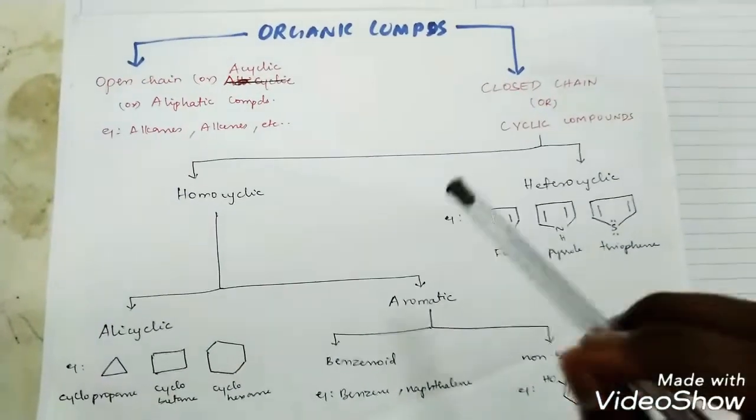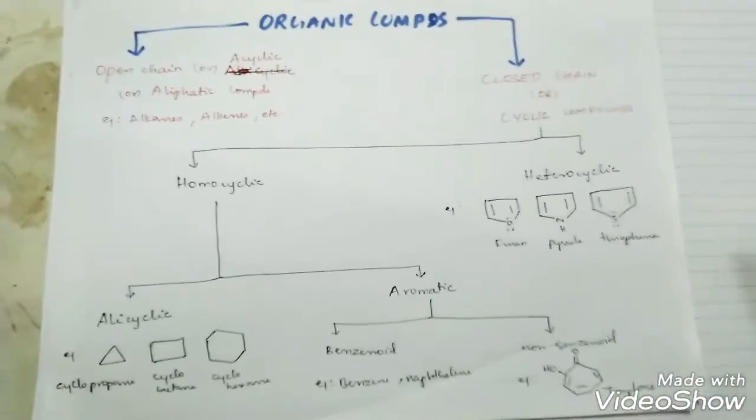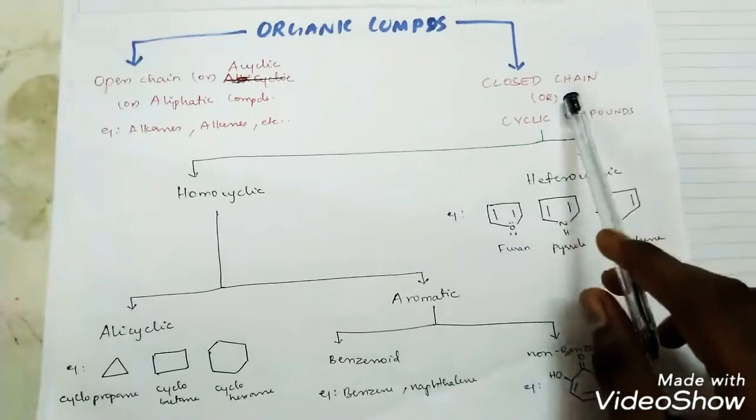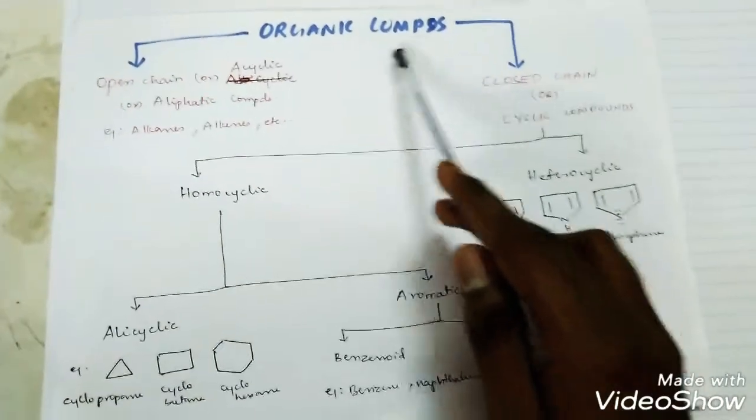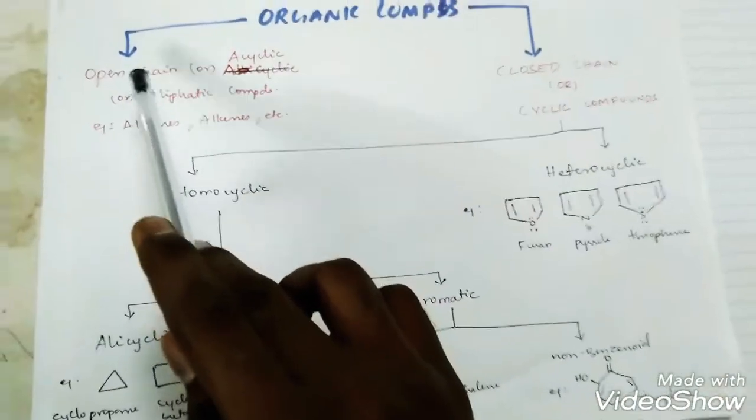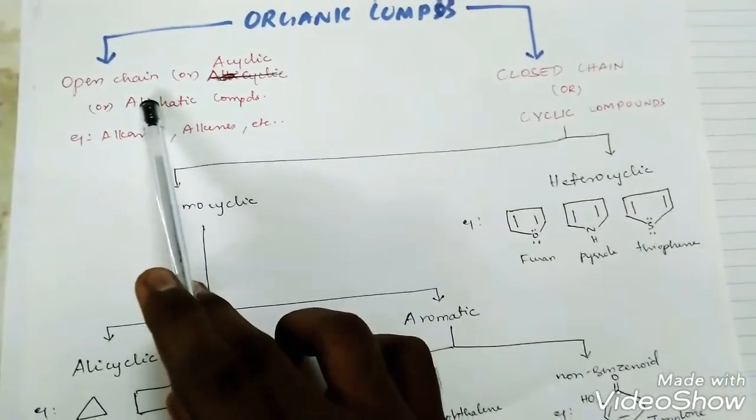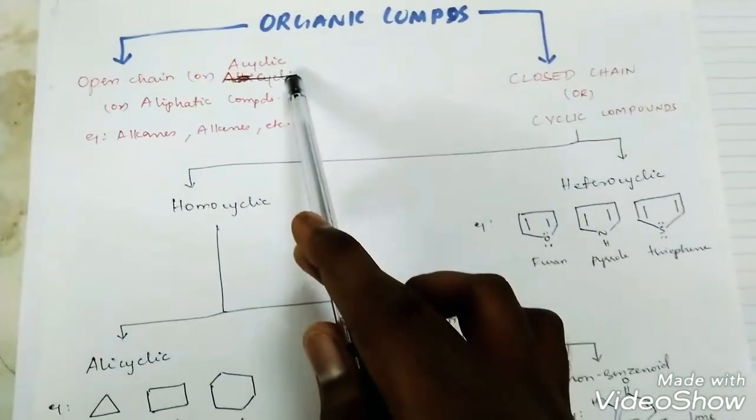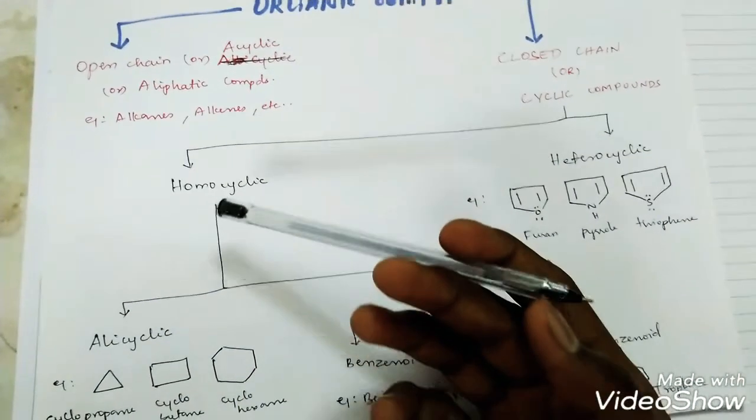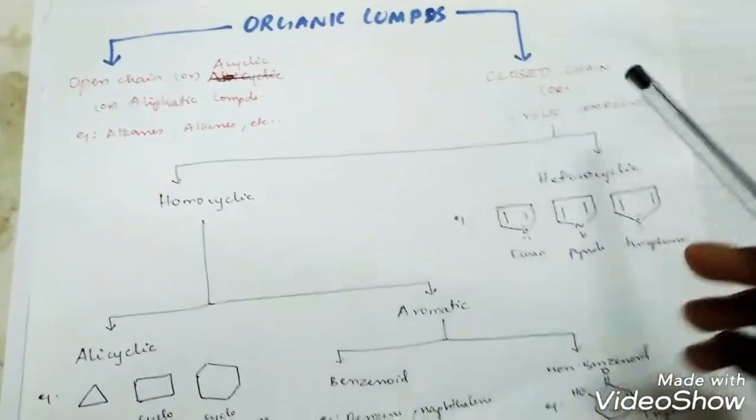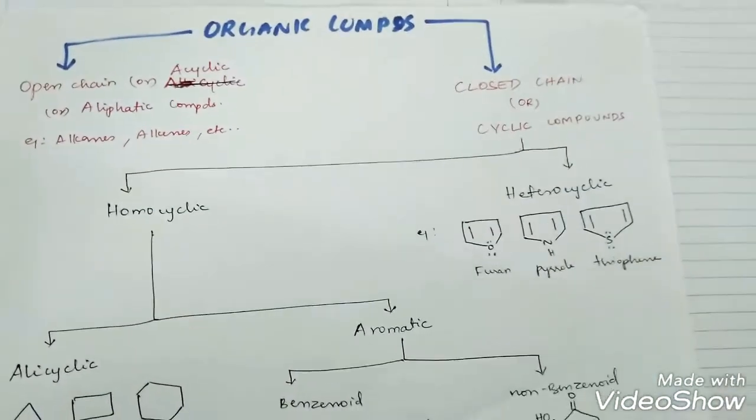So before going to the nomenclature of the closed, cyclic organic compounds, let us have a short discussion about the classification of organic compounds. Organic compounds are classified into two: open chain and closed chain. Open chain compounds, also called acyclic or aliphatic compounds, like alkanes and alkenes, we saw in the last videos along with their nomenclature. Now today in this video we'll be discussing the closed chain or cyclic compounds.